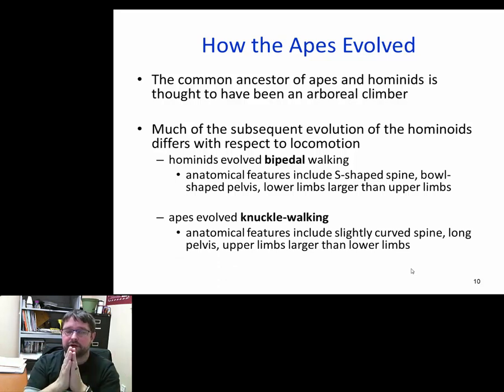Apes, on the other hand, that lineage continued or developed, we're not entirely sure, the ability to walk on all fours. So they're what we call knuckle walkers. Their forelimbs, their front limbs, are actually longer than their hind limbs, which allows them to walk on all fours. The pelvis is a different shape. The spine is a different shape. And in general, you just have these small, minute changes, but beneficial changes.